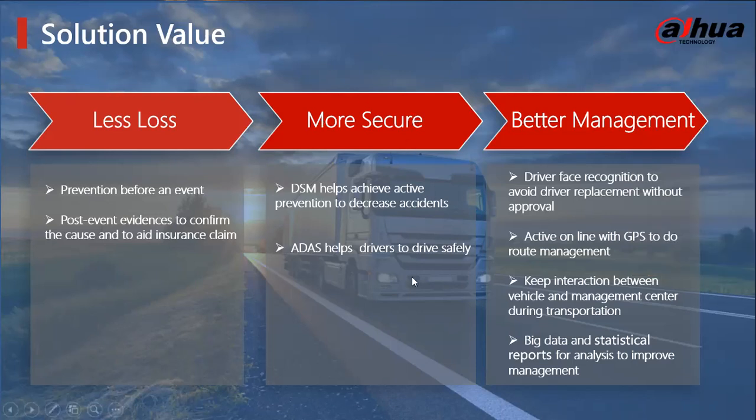Other things the solution aims to achieve are to reduce cases of accidents, improve the safety of the drivers, and provide good management for your fleets. So you're going to do recognition of the driver's face to avoid cases where a driver is swapped and proceeds with the transportation. You're going to do active tracking of the devices based on GPS, and they'll be able to do route management. You also keep interaction with the driver while traveling, and also big data and reports.